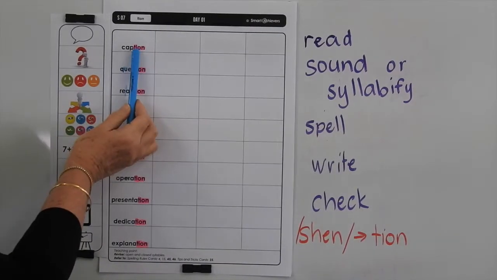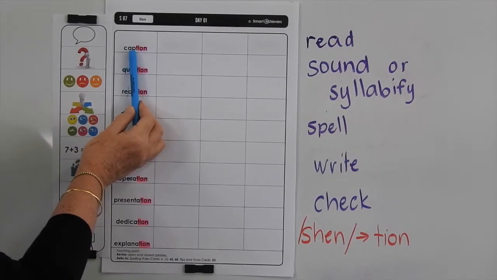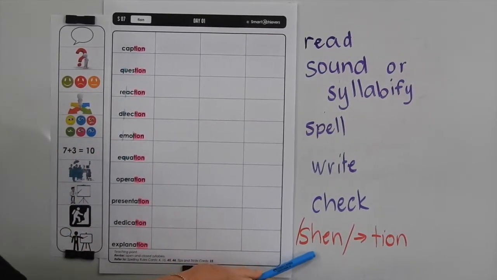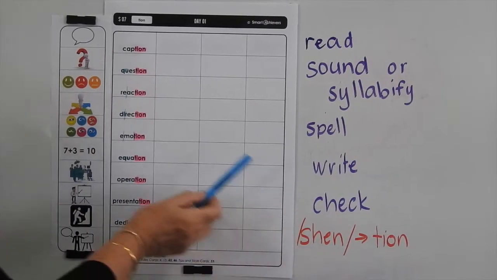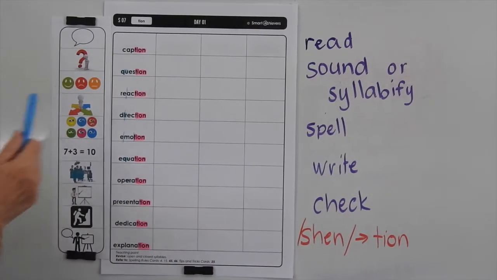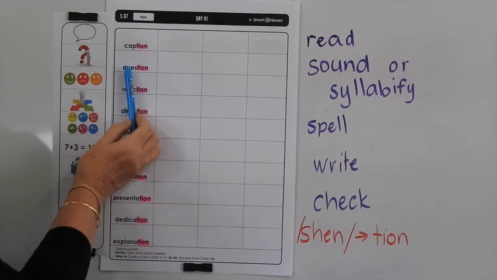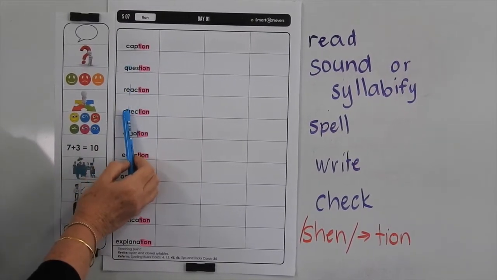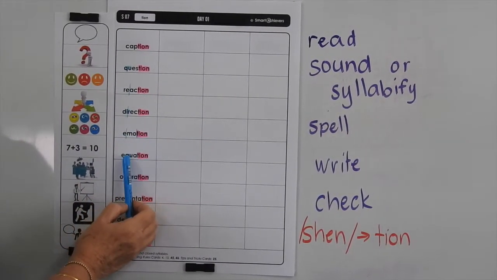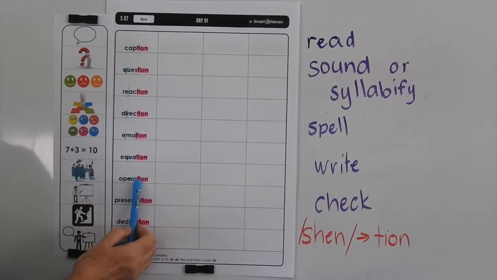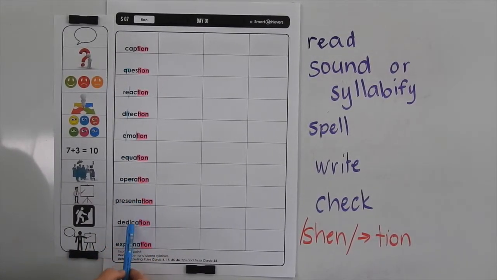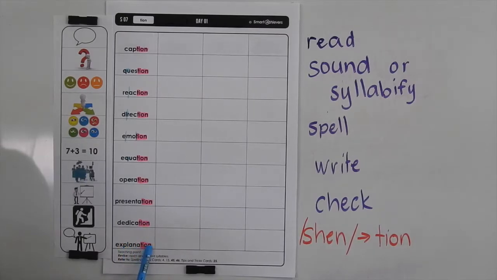In this set of words, we're using T-I-O-N for the shun sound. Quite often when you hear shun at the end of a word, you know to write T-I-O-N. That's the most common way of writing it. So our words are caption, question, reaction, direction, emotion, equation, operation, presentation, dedication, and explanation.